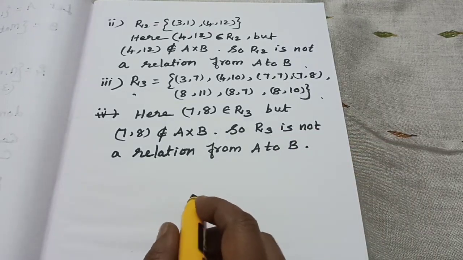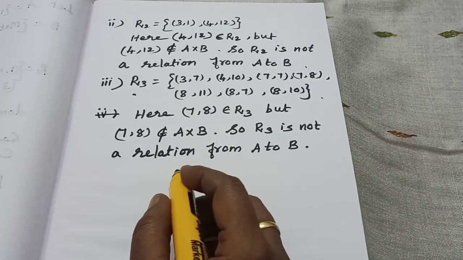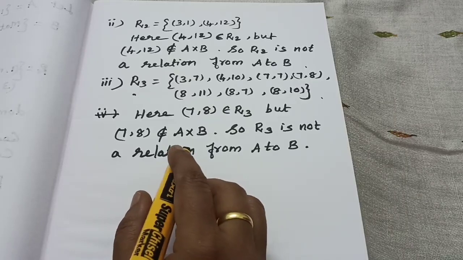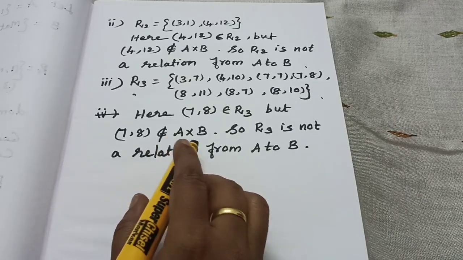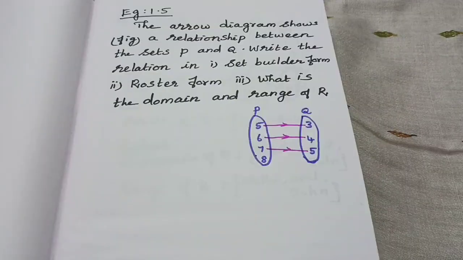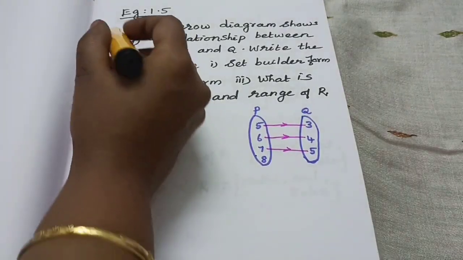Okay, have you understood? Then the same model, exercise 1.2, first question. The same model to do as homework. Okay. Next, one more question.